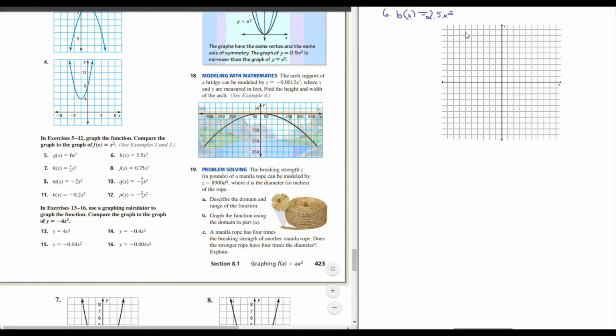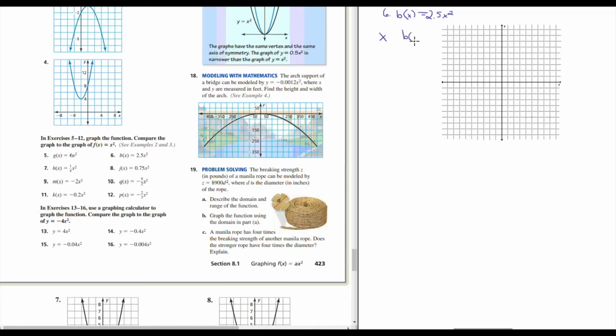In number 6, we have to graph b of x equals 2.5x squared. So this is very similar to the last one. This one, the leading coefficient again is above 1, so this is a vertical stretch by a factor of 2.5. And again, we are just going to make an input-output table to get the coordinates to graph.